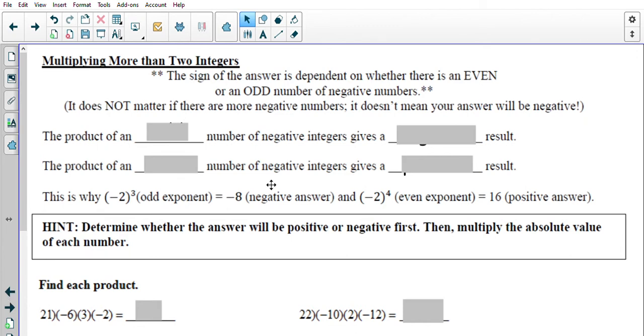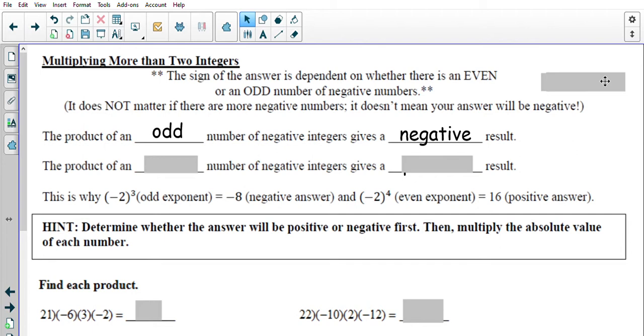So the product of an odd number of negative integers will give a negative result. So if we have 1, 3, 5, 7 negative numbers, our answer will be negative. The same way before when we had the signs being different, we had 2 numbers. One of them was negative. That's an odd number of negatives, so my solution is negative.